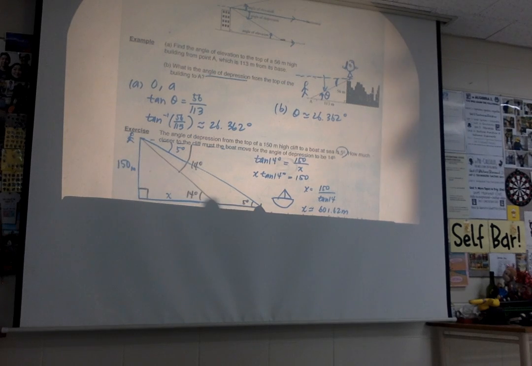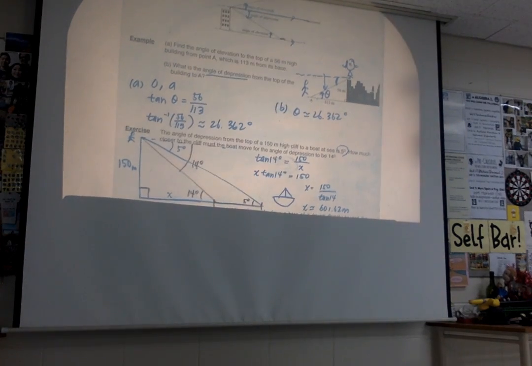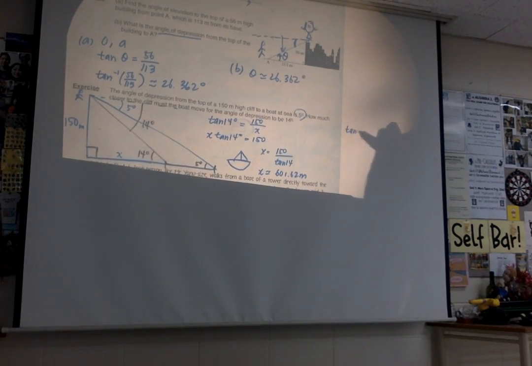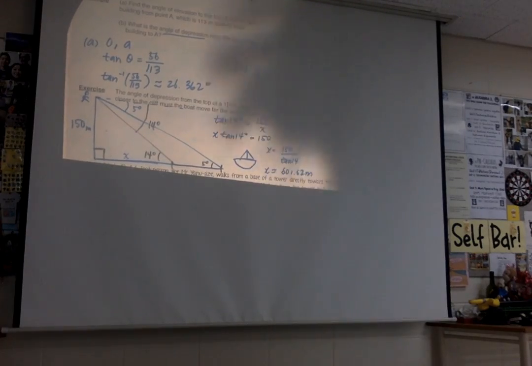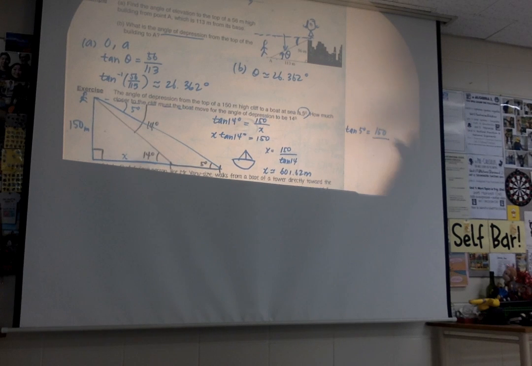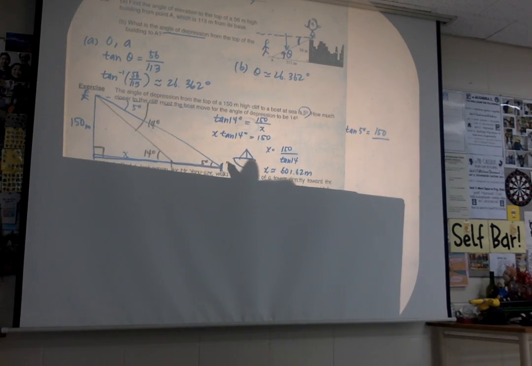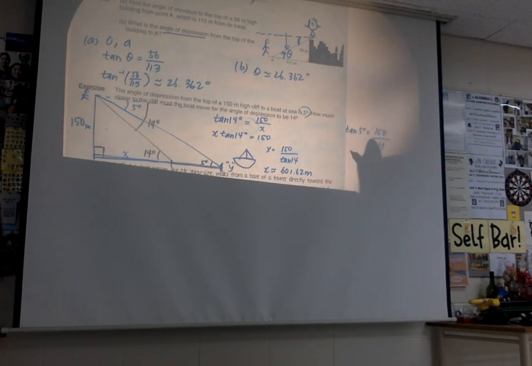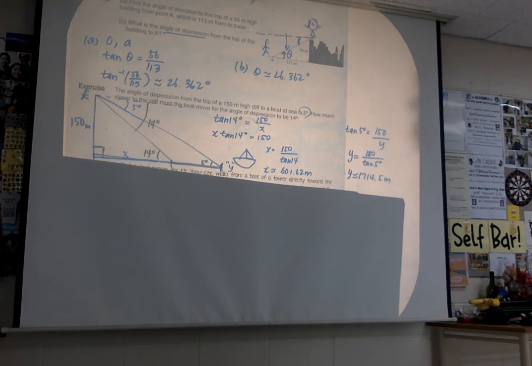We're almost there, but we need this. So let's focus on the whole right triangle now. We do the same method: tangent of 5 degrees equals opposite, again 150, over the whole base. Let's call the whole base y. So y equals 150 over tan 5 degrees. Did you get something like 1714.5 meters? You have the whole and you have this part, and you need this. That's just simple subtraction: 1714.5 meters minus 601.62 meters. Let's call this z. So z is about 1112.89 meters.